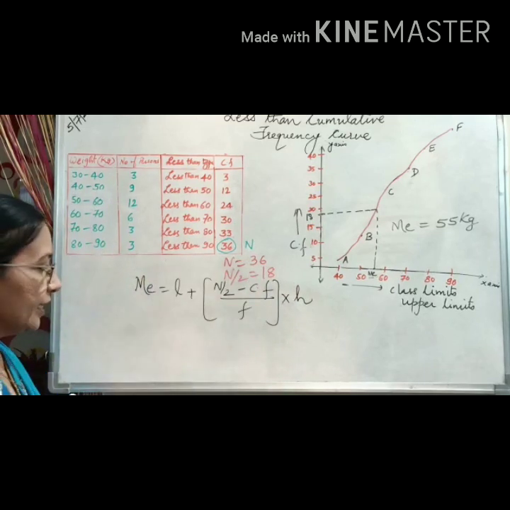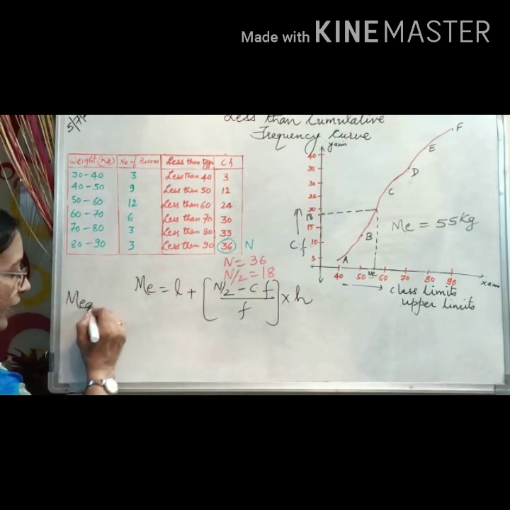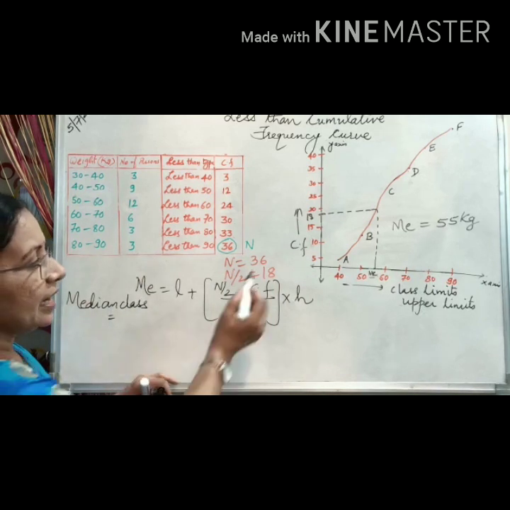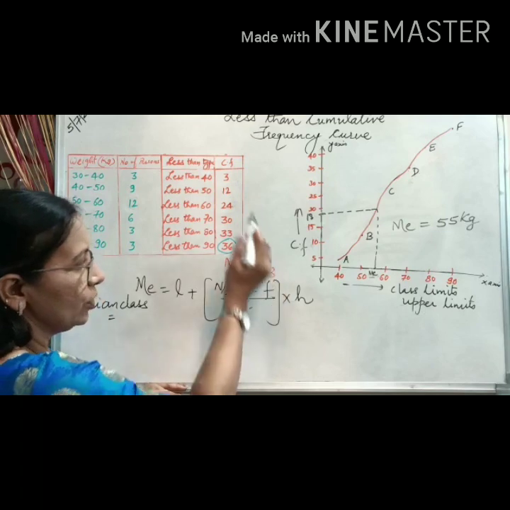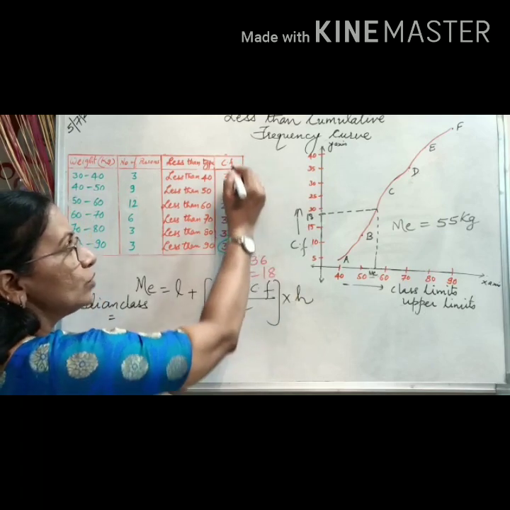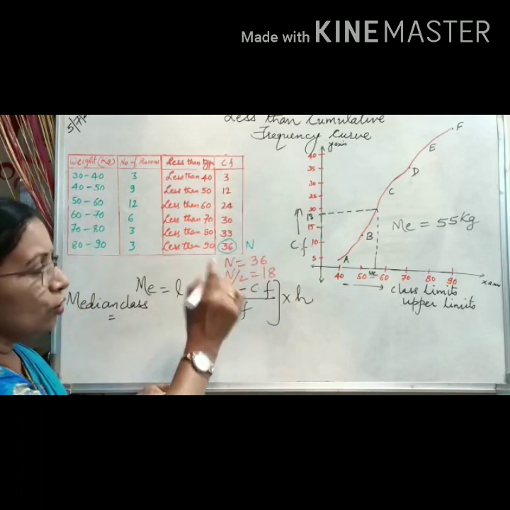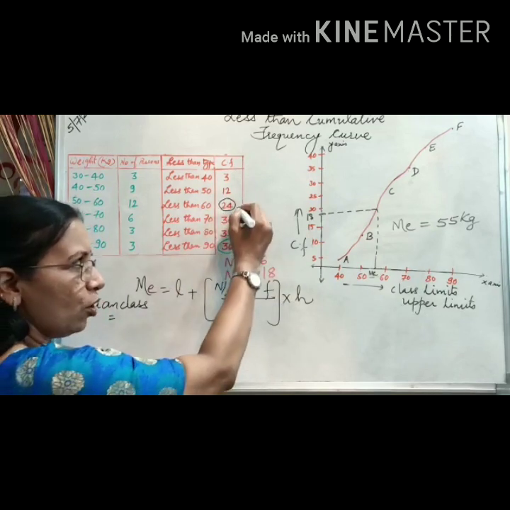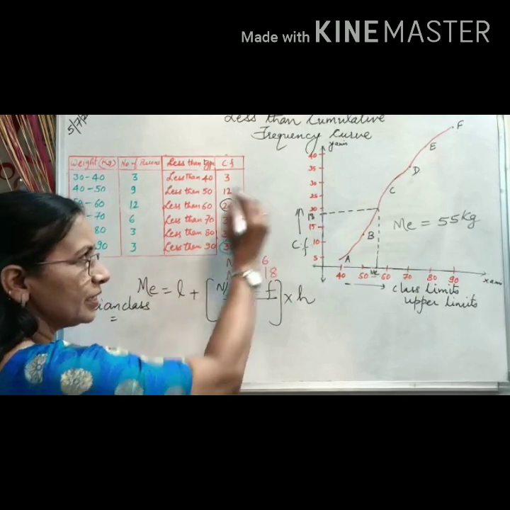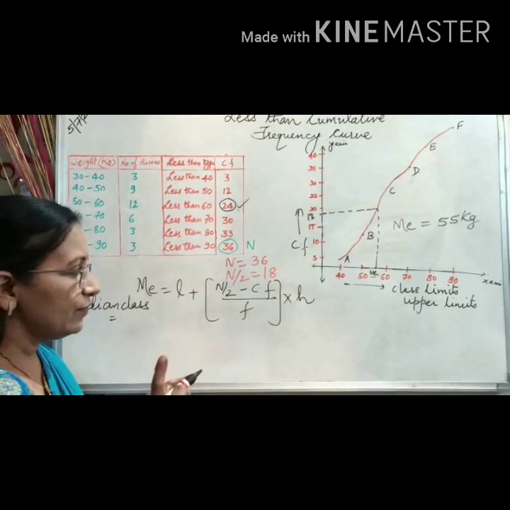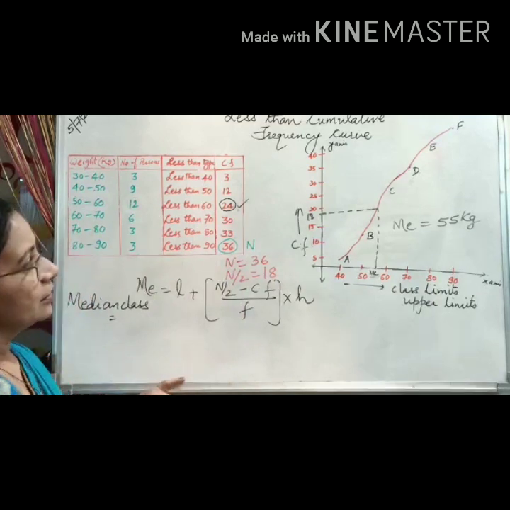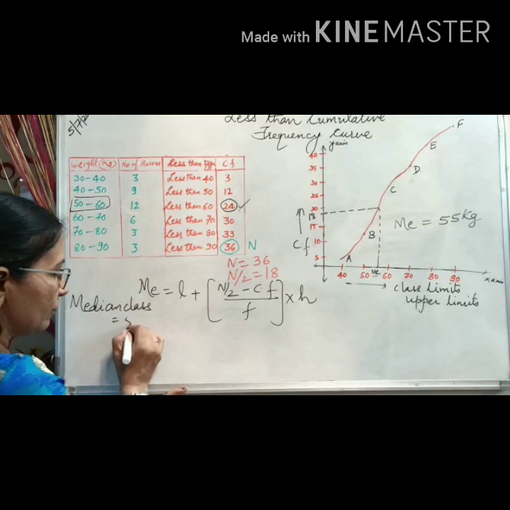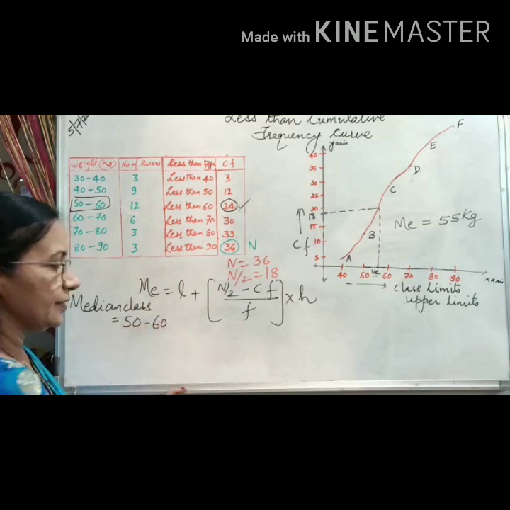Now n by 2 we already have found out. So first of all, we will find out the median class. What is the median class? The median class depends on n by 2 value. N by 2 is 18, so we have to consider the cumulative frequency value which is greater than 18 but immediately nearest to that. So all these values are greater than 18 but the immediately nearest value is 24. So the class will be 50 to 60. This is our median class. So the median class is 50 to 60.